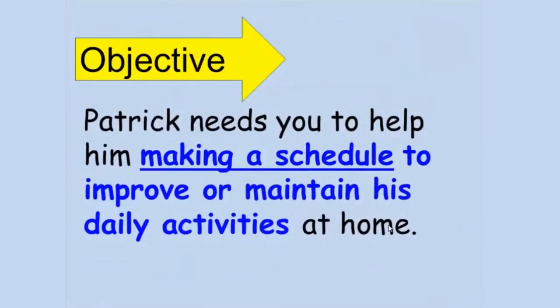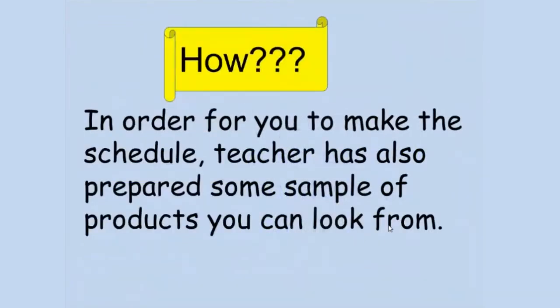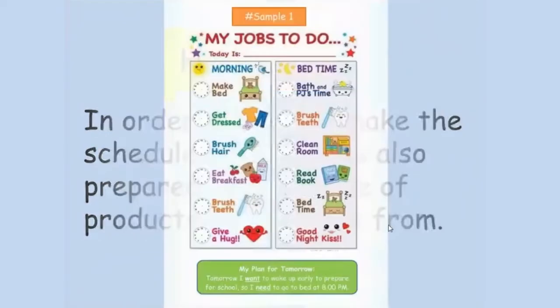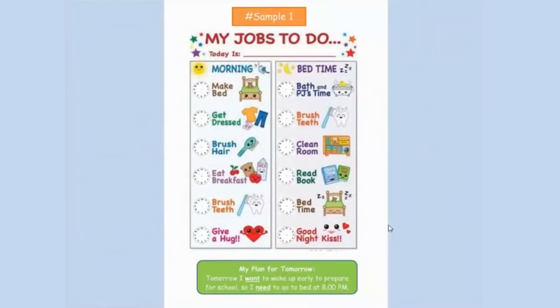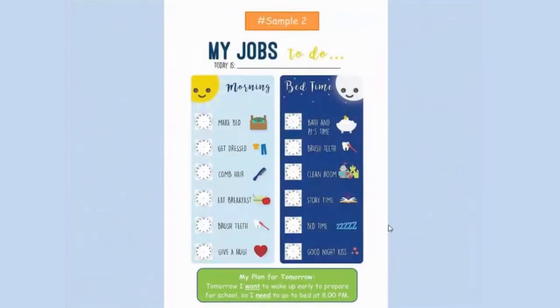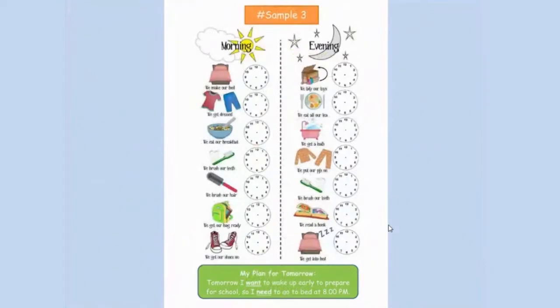The objective is, Patrick needs you to help him making a schedule to improve or maintain his daily activities at home. How? In order for you to make the schedule, teacher has also prepared some samples of products you can look from. This is the sample 1. This is another sample. And this is the last sample that you can follow to make your own schedule.